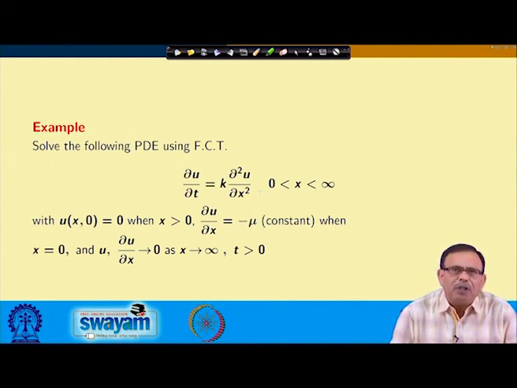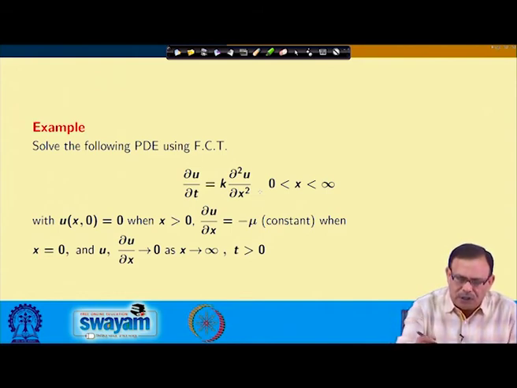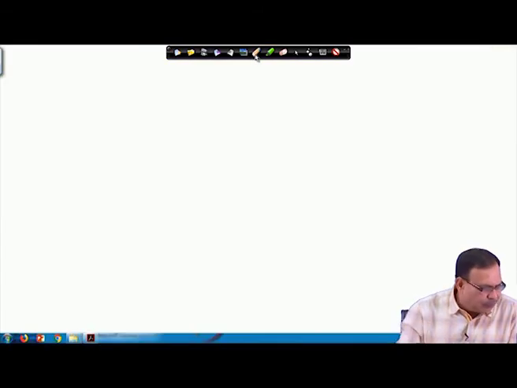If you note this particular problem, you will find that here they have not said anything about t. What is the range of t? That is actually not always known. In one case only, we are given that t greater than 0. So, since the value u(x,0) equals 0 is given and the value of del u del x is provided, therefore we apply the Fourier cosine transform on this to find the solution.